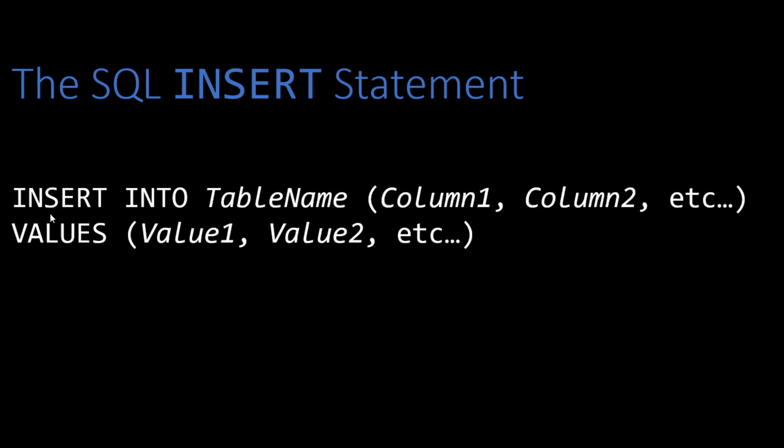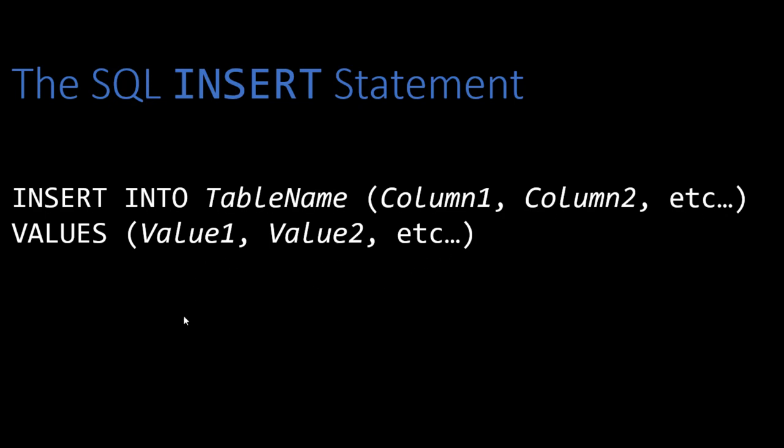It starts out with the keywords insert into, and then we have the name of the table. Following that, we have a set of parentheses that contains a list of column names, column 1, column 2, and so forth. And those column names are separated by commas. Now, after that set of column names, we have the keyword values, and then we have another set of parentheses with a list of values that are separated by commas, value 1, value 2, and so forth.